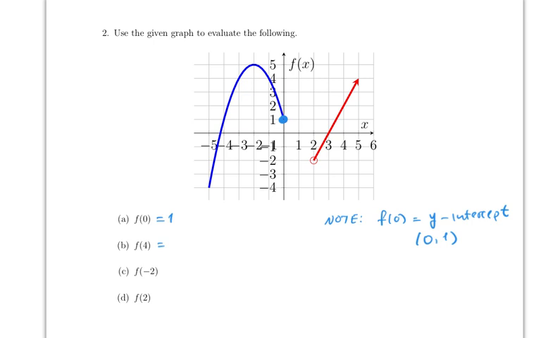Now, what about f of 4? What will be the value for f of 4? 2. So it's 2. 4 is right here, goes all the way there, it is 2. What about f of minus 2? 5. And what about f of 2? There is no solution, or it does not exist, because there is a hole in there. So 2 is here and there is nothing there, so there's no solution. That's it. Is that okay? Any questions on this?